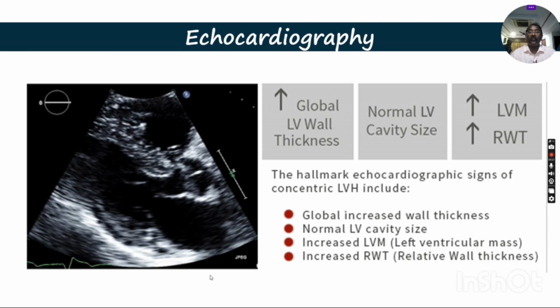And on echo, there are four important points to say that this fellow has LVH: global increased wall thickness, normal LV cavity size, increased left ventricular mass, and increased relative wall thickness. So these four things will tell you this fellow has LVH. See, LVH is an important finding and very easy to diagnose, either by the ECG or the echo. And LVH is an independent risk factor for ischemic heart disease, and an independent risk factor for causing heart failure also.